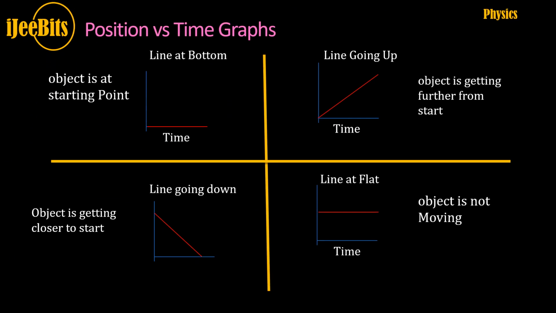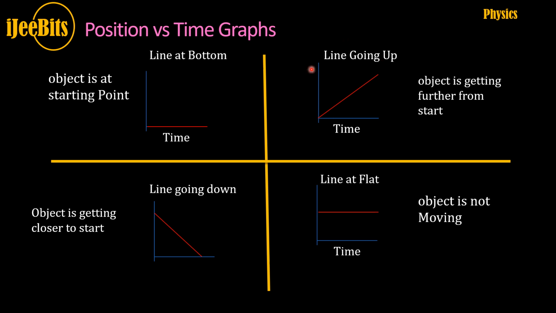The key notes of the position versus time graph. You can take away these points and apply them when looking at graph problems. In case 1, what is happening with respect to time? The x graph is the red line, right? It is on the x-axis, so the line is at the bottom. When you look at this, what you understand is the object is at its starting point, because with respect to time you are at x equal to 0 position. If the line is at the bottom, the object is at the starting point. You got it, right?